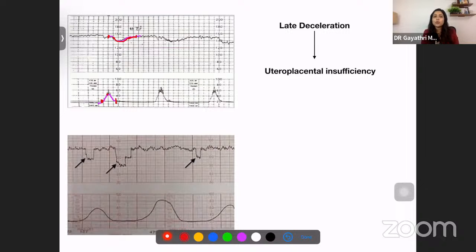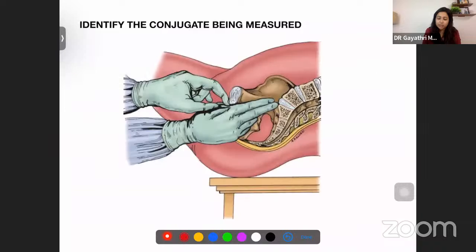Finally, you have a situation where there is no relation between the decelerations and the contractions. These are basically varying and they are known as variable deceleration. And these variable decelerations are associated with cord compression.